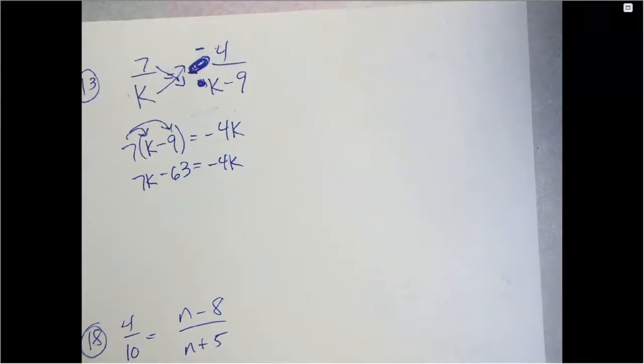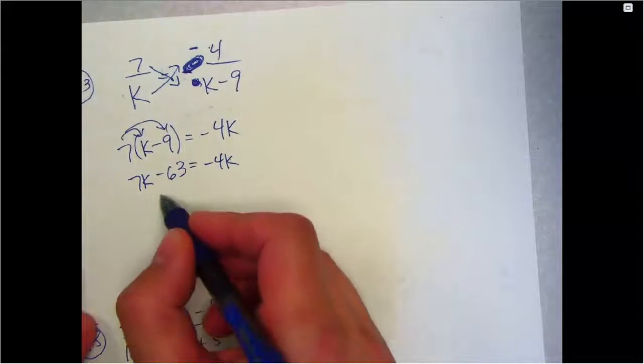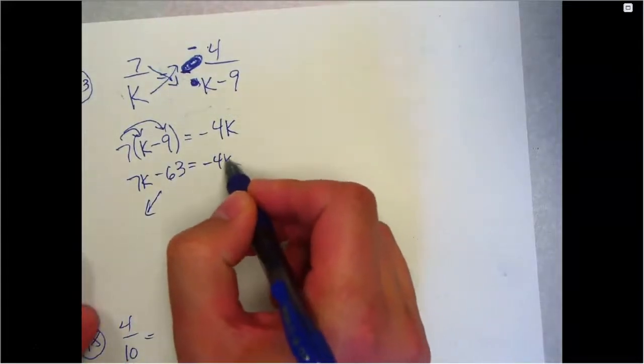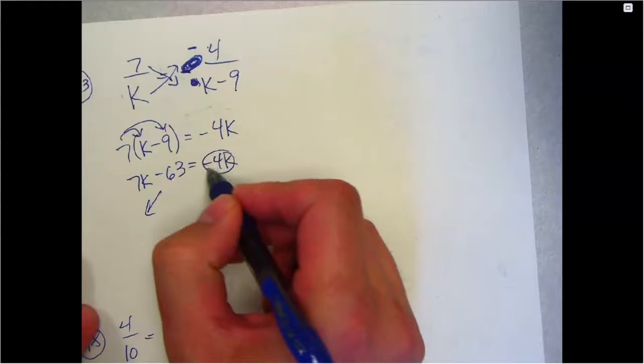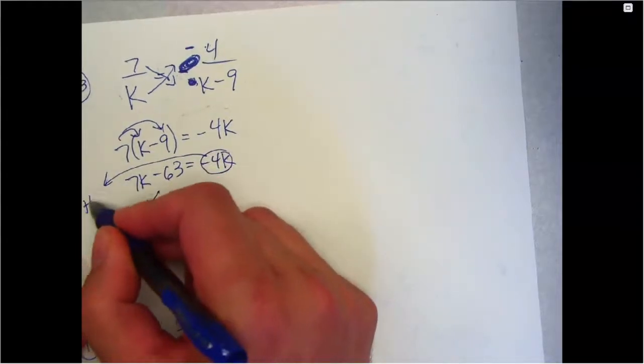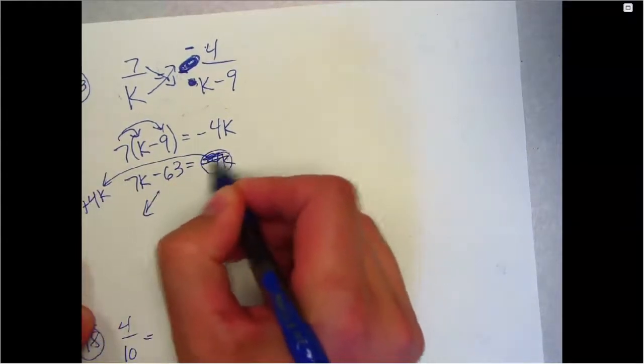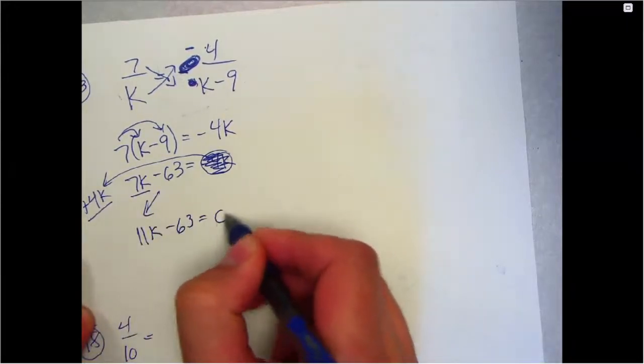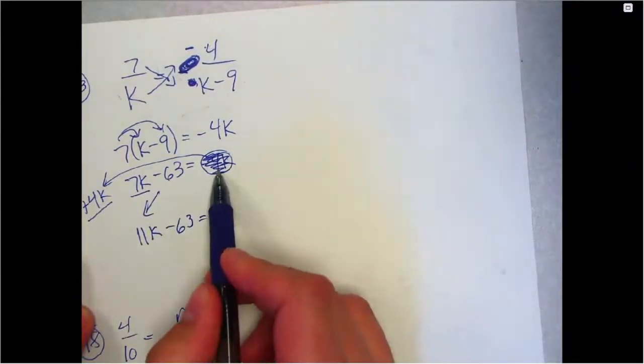Now, a couple of ways you could go from here. Some people always want their variables on the left, and some people don't mind. If you always want your variables on the left, it's actually a little tougher in this one. You got to bring this guy over here. Again, when you cross the street, it changes signs. So now you'll have plus 4k plus 7k, so 11k minus 63 equals 0. This is 0 because there's nothing left over there.